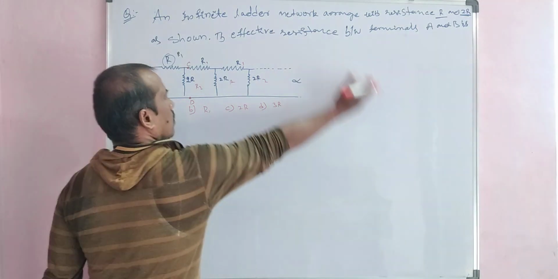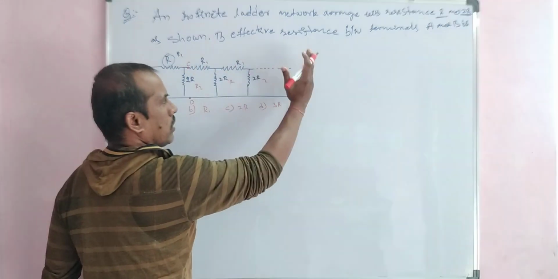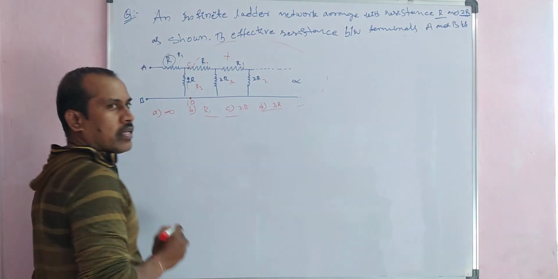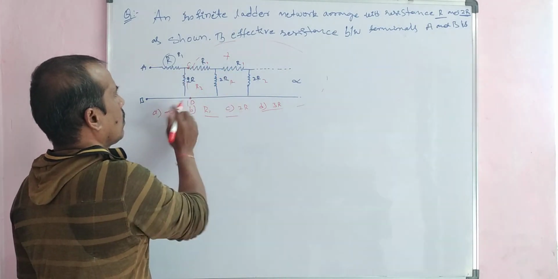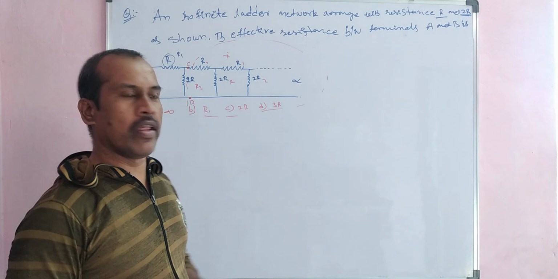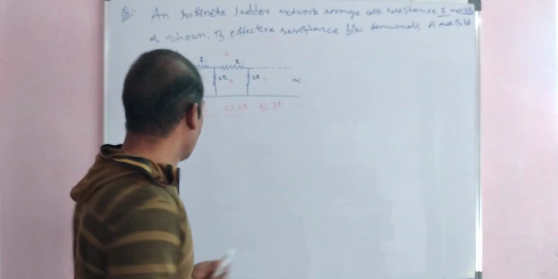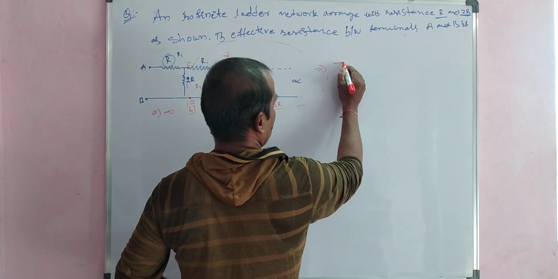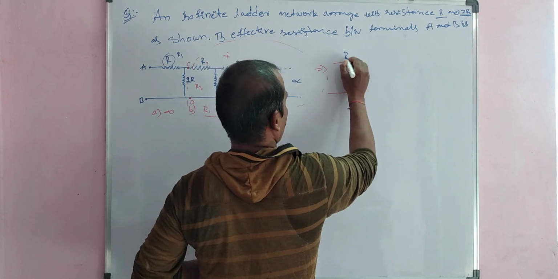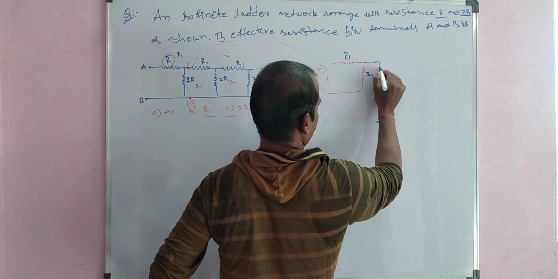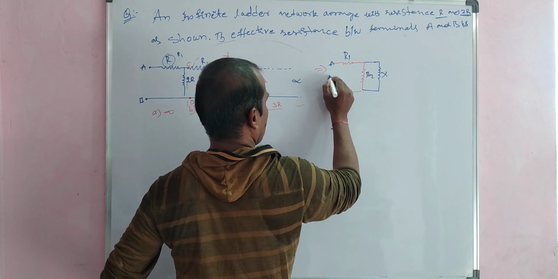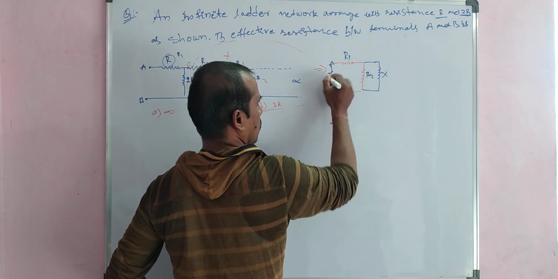The effective resistance of this network up to CD, for example, is X. This X is parallel to R2 here. Find the effective resistance between A and B. Here R1, this is R2. The effective resistance of this part is X, and between terminals A and B it is also X.